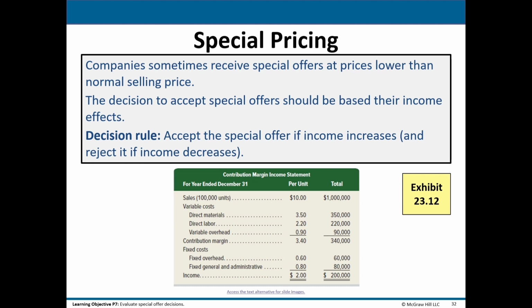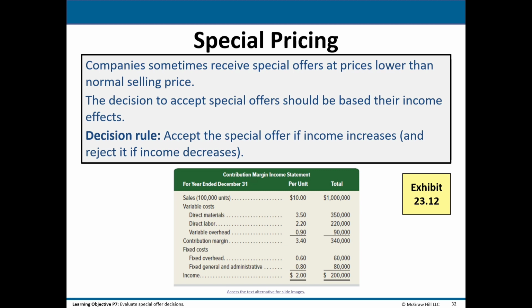To illustrate, Fast Track produces and sells 100,000 units annually. Its per unit and annual sales and costs are in the contribution margin income statement in this exhibit. Its normal selling price is $10 per unit, and each unit sold generates $2 per unit of income. The decision rule here is accept the special offer if income increases, and obviously we're going to reject it if income decreases.